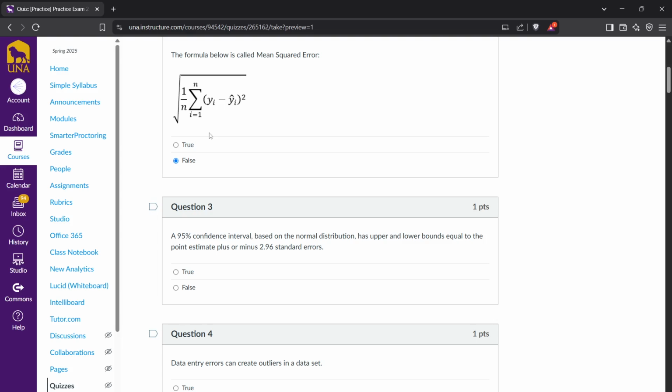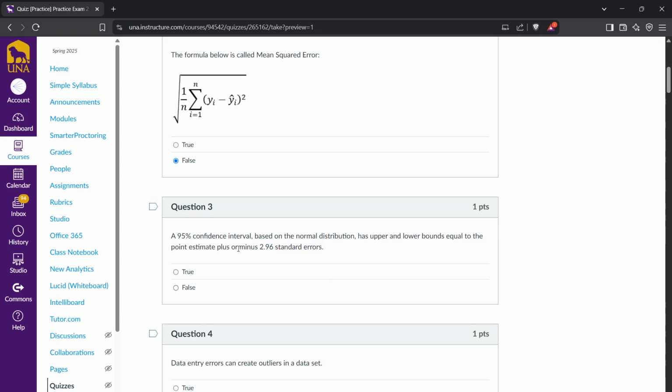Question 3. A 95% confidence interval based on the normal distribution has upper and lower bounds equal to the point estimate plus or minus 2.96 standard errors. So in a normal distribution, 95% of observations are going to be within 1.96 standard deviations, or in this case, standard errors, if we're talking about the distribution of a statistic and we're using that terminology, away from the true average.